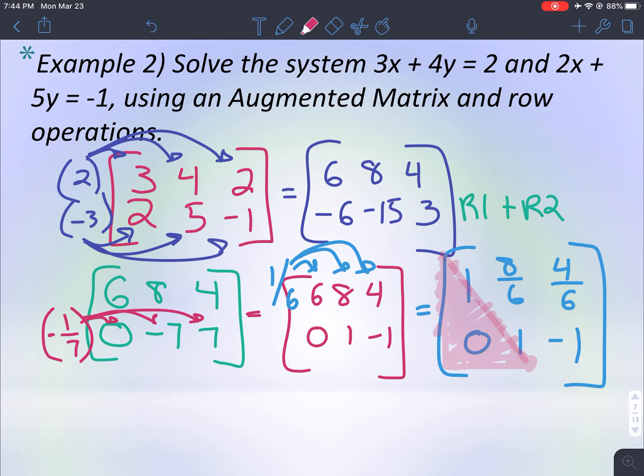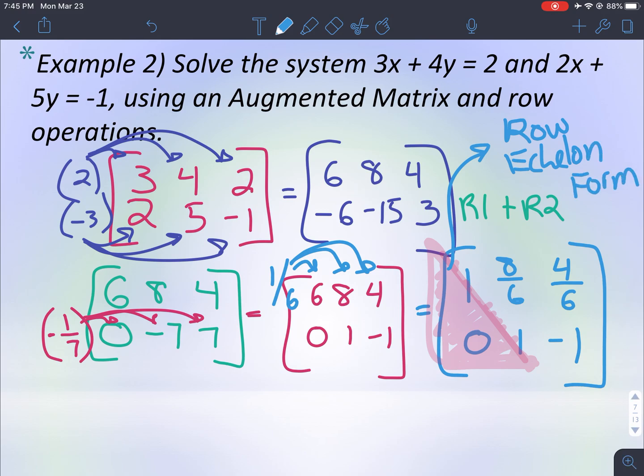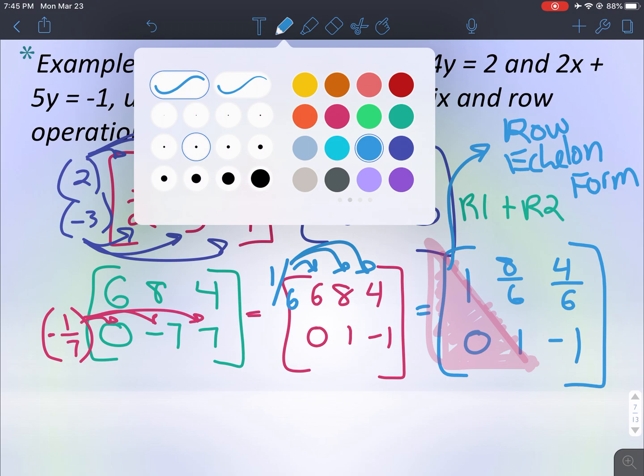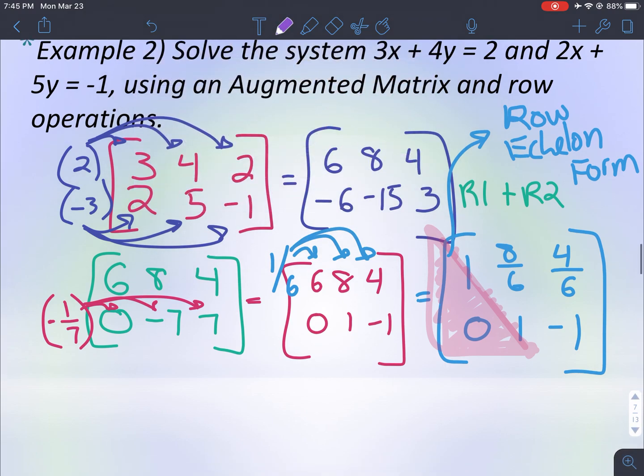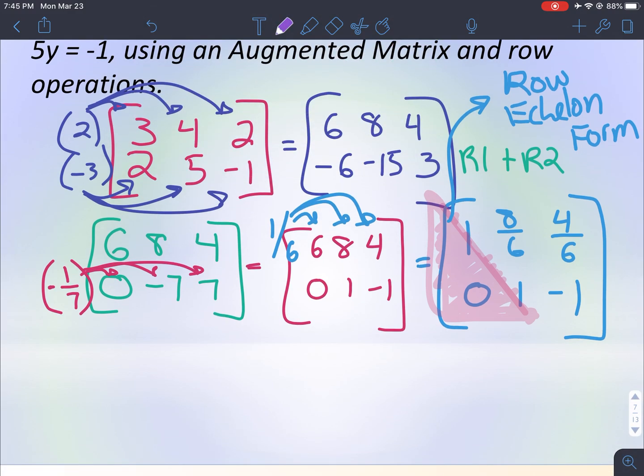So see that diagonal there when you have ones and 0 underneath. That is called row echelon form. It becomes pretty easy to solve this system of equations.